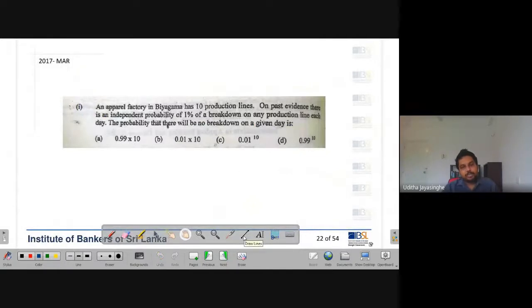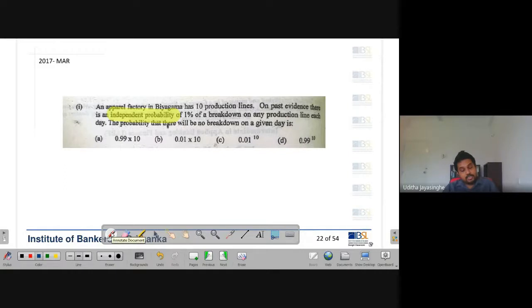17 March question paper. I have question number 1. I quickly calculate the question paper. A factory in B has 10 production lines. Now, this is a classic example that we discussed a moment ago, isn't that so? On past evidence, there is an independent probability. Now, we have to highlight this part. See, independent probability.